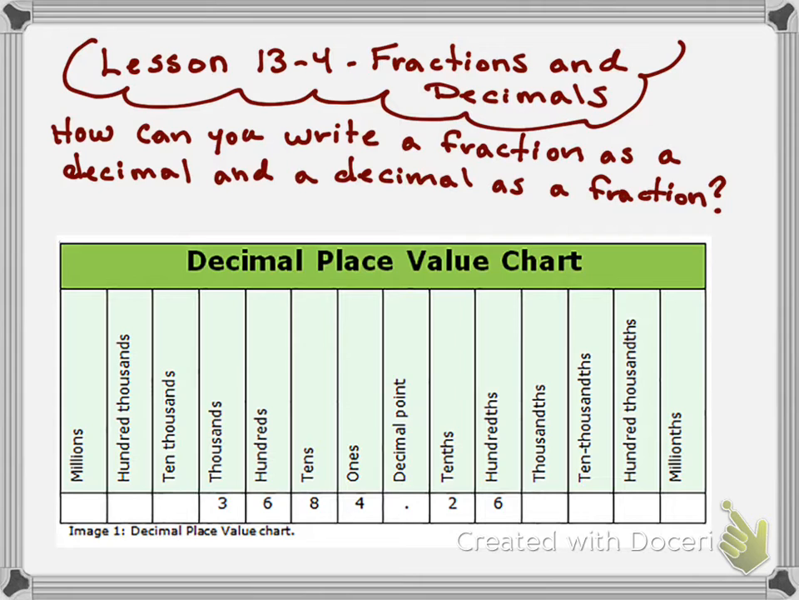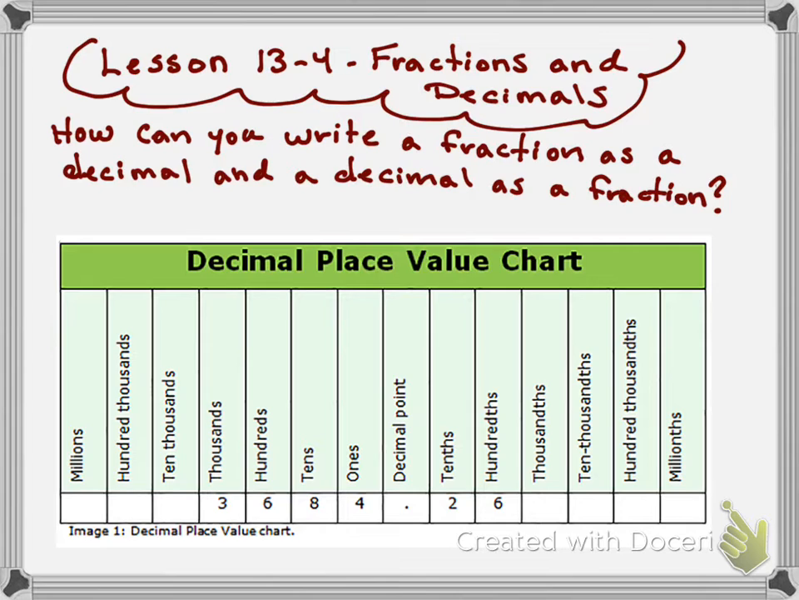How can you write a fraction as a decimal and a decimal as a fraction? Decimals and fractions, they go hand in hand. The way you would read a fraction is the same way you'd read a decimal, and vice versa.